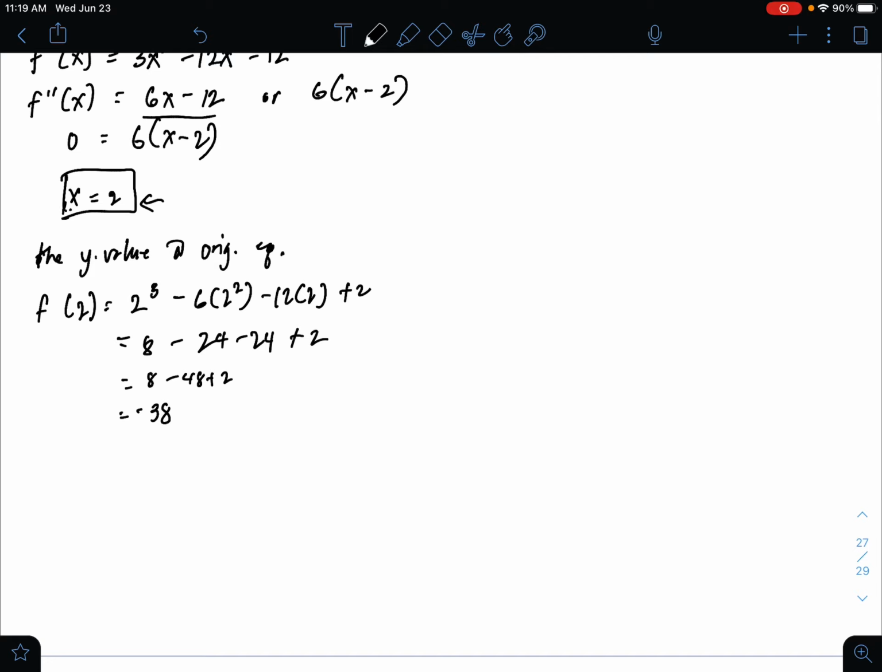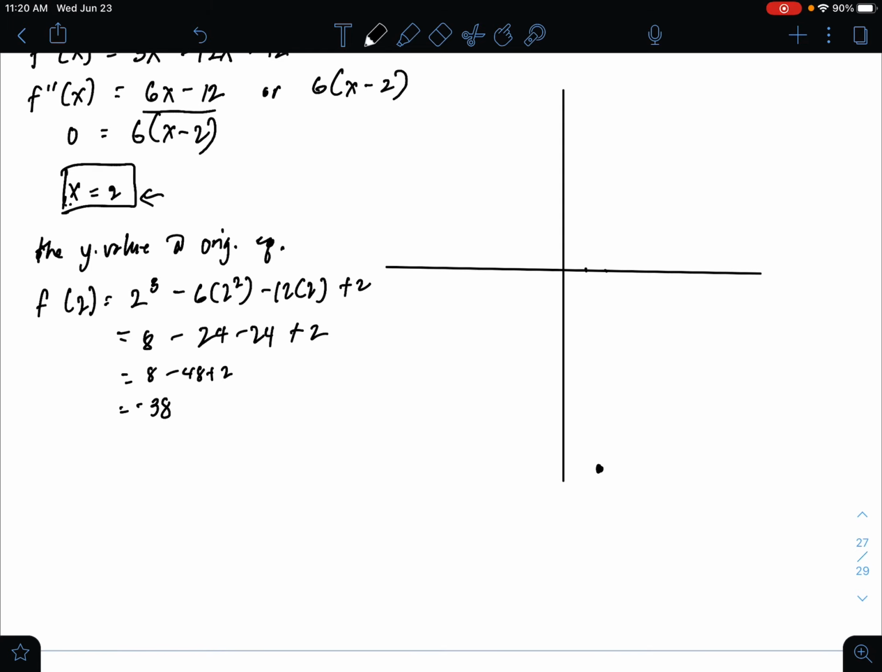So let's make a graph. Ay, 2, negative 38. So dire, somewhere here ang negative 38. So mo ni siya atong point of inflection. Okay? So to determine whether kani siya, so mo man ni si 2, no? Si 2, then diri ang positive infinity, and diri ang negative infinity. As well as here, positive infinity, negative infinity.